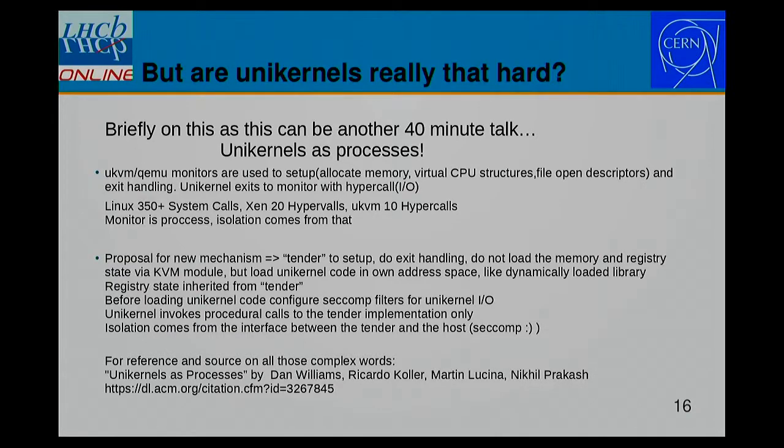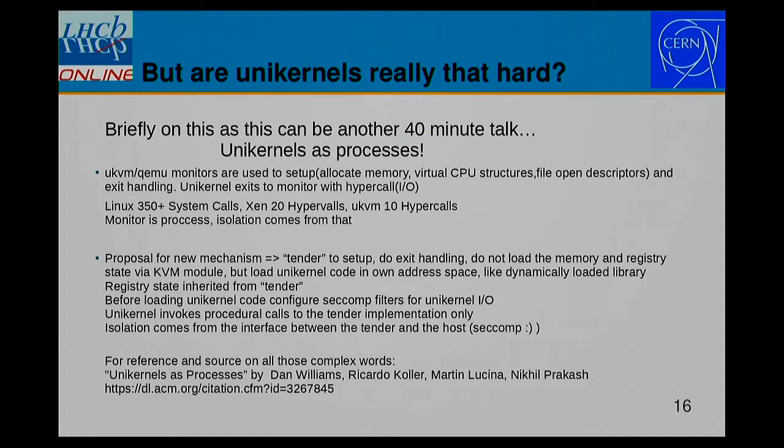Why is this extremely important? Because now you have a very limited number of system calls that you already know. Look, in UKVM you have just 10 hypercalls, in Xen you have 20 hypercalls that translate to an equal number of system calls. So now you can actually apply seccomp, and seccomp can actually be useful in this way to the tender and the unikernel.